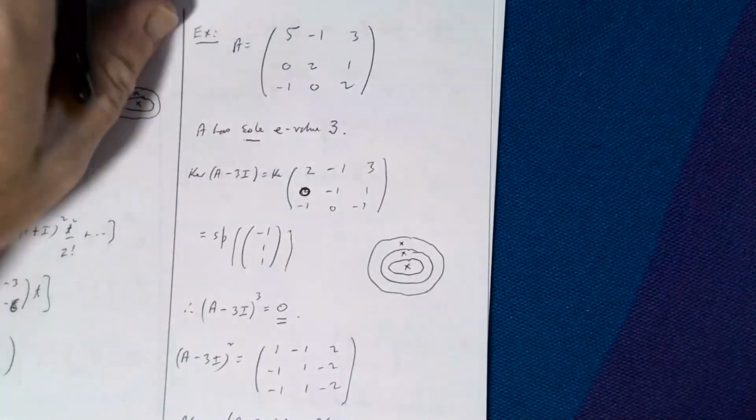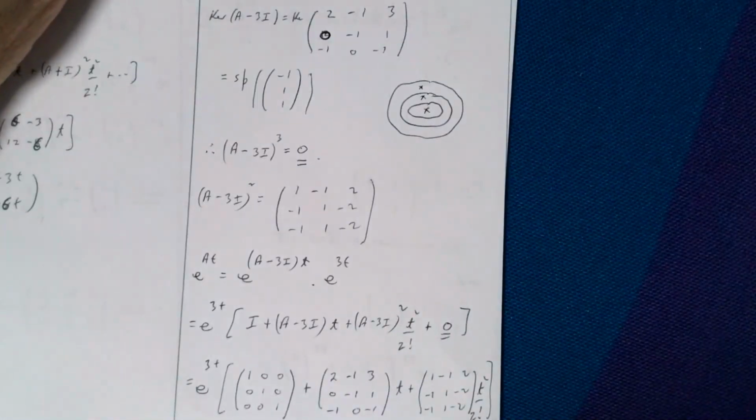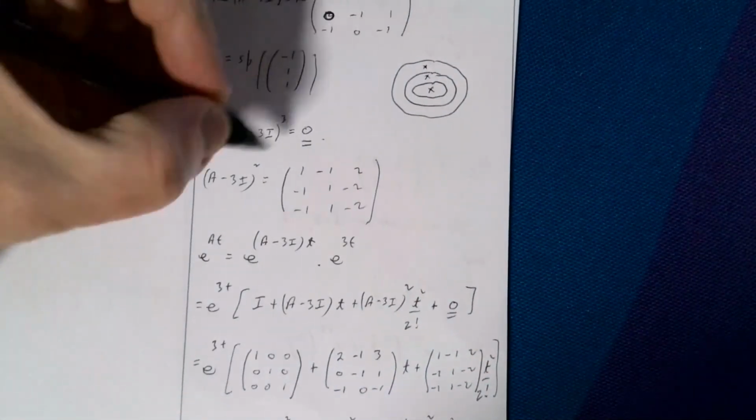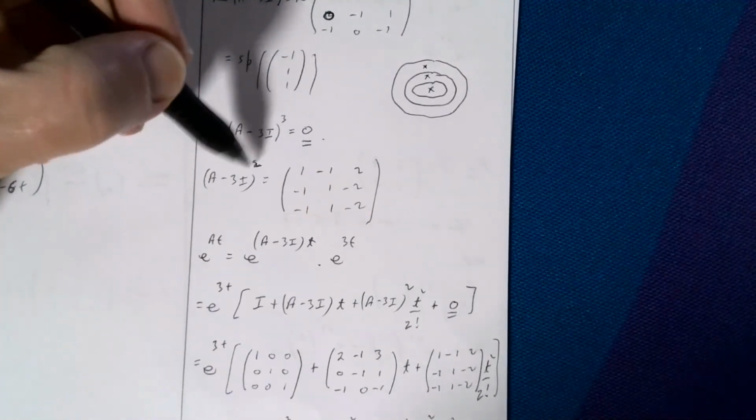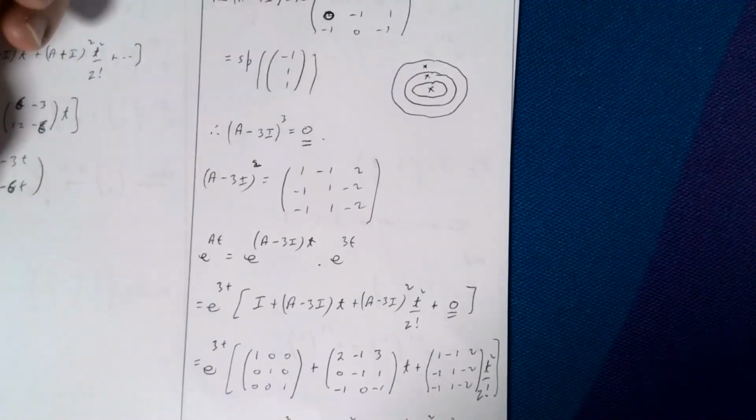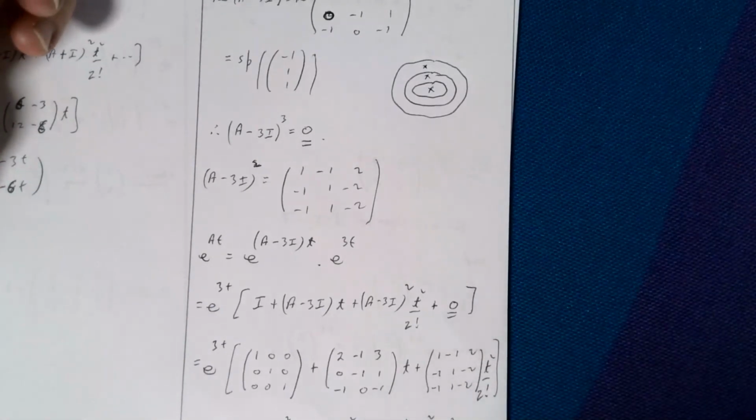One calculation I do have to do by hand, which I did here, was to work out (A minus 3I) squared. So I had to do that by hand. And that was the only calculation really I had to do here.